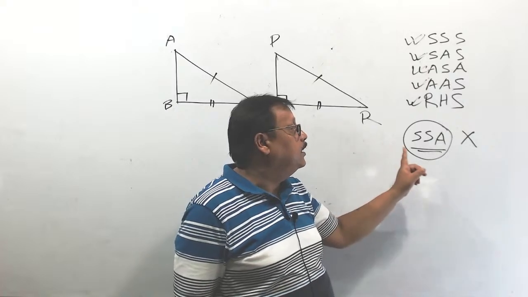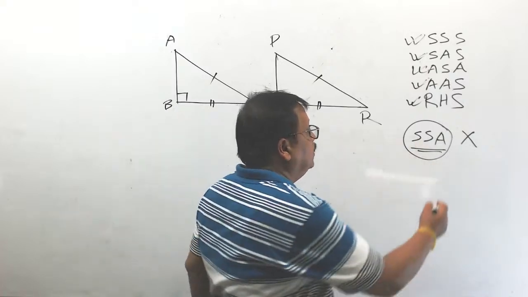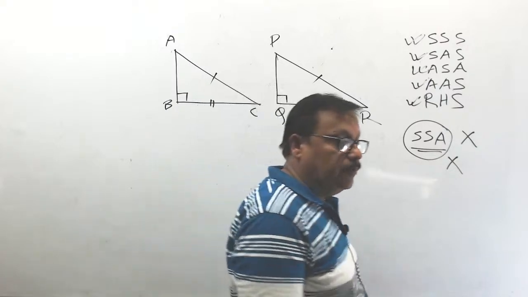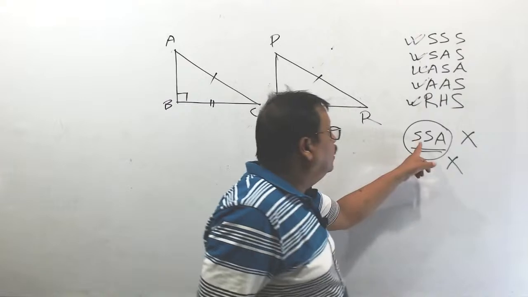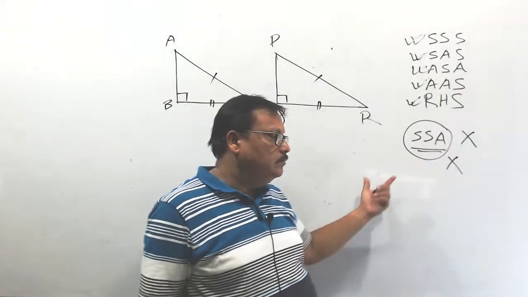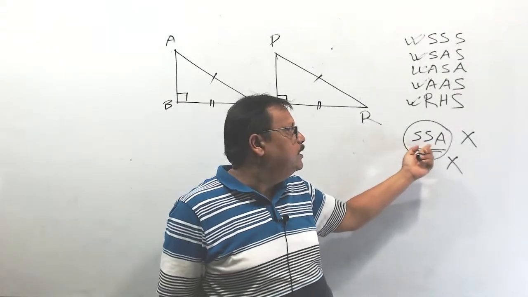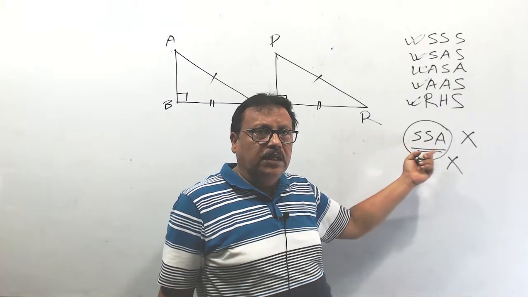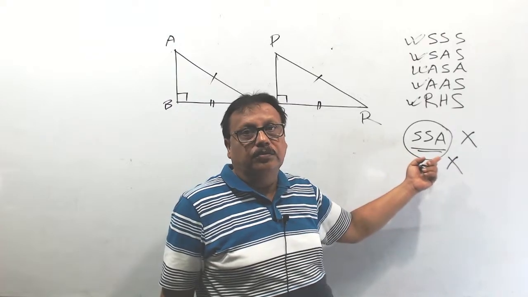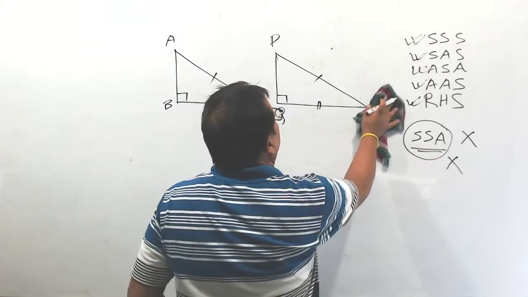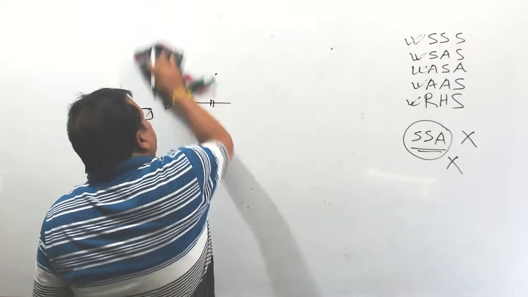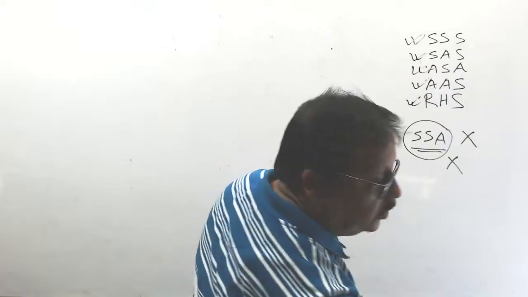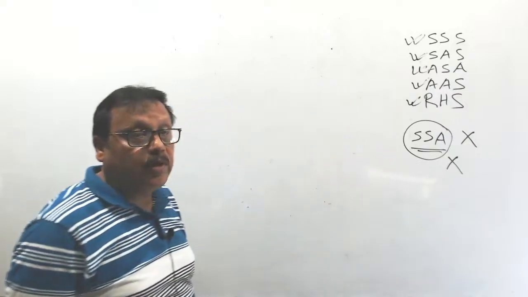Why? I am explaining here. This property is not correct in proving congruency. Somewhere, in some question banks also, I have seen the SSA property used. They are trying to prove it, but it is not true. Don't follow this one. That's why I'm explaining why this criterion is not used for proving congruency of two triangles.